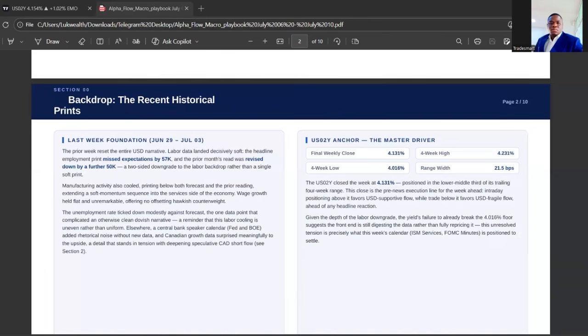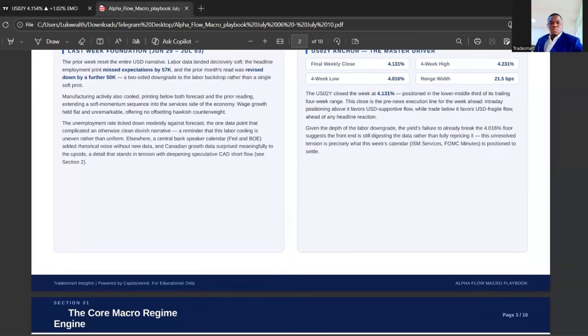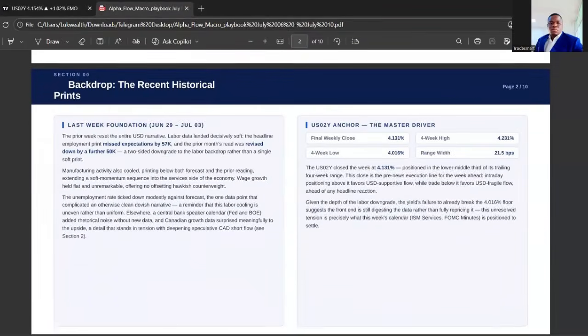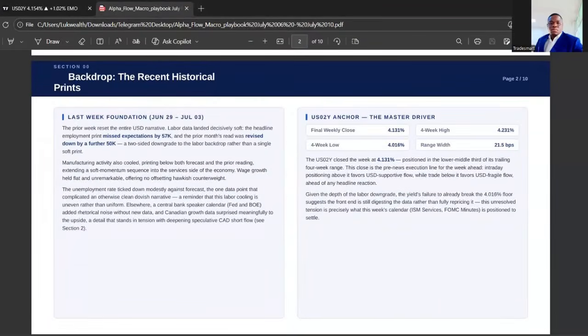So, move to the yield. Yeah, still have the yield here.